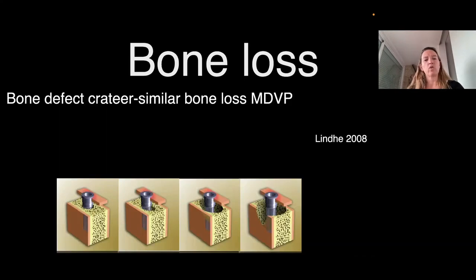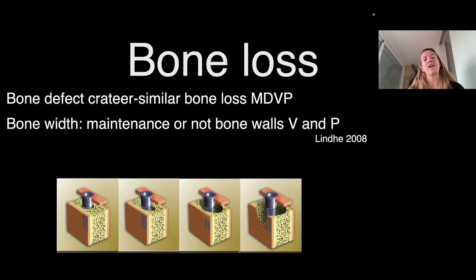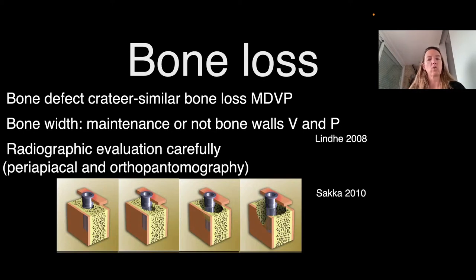We have to understand that when we talk about bone loss, it's very important to understand that we are talking about a 3D defect. So the bone defect, in terms of criteria, is similar to bone loss: basically mesial, distal, vestibular, and palatal. This is usually the type of bone loss that you have around your implant. The bone width, the maintenance or not of the bone walls like buccal and palatal or lingual.